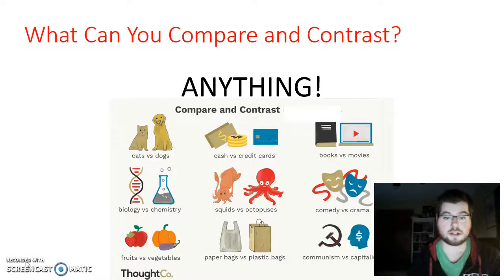So what can you compare and contrast? Almost anything. You can compare and contrast animals, different types of theater, books to movies, or even consumer products like paper bags versus plastic bags.